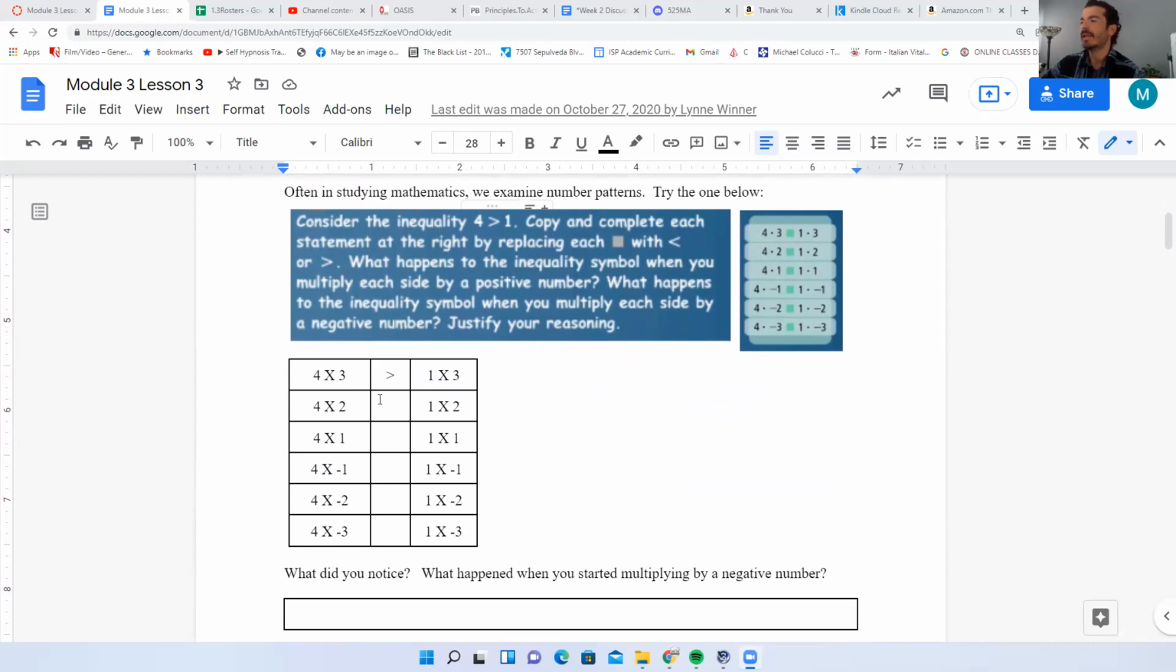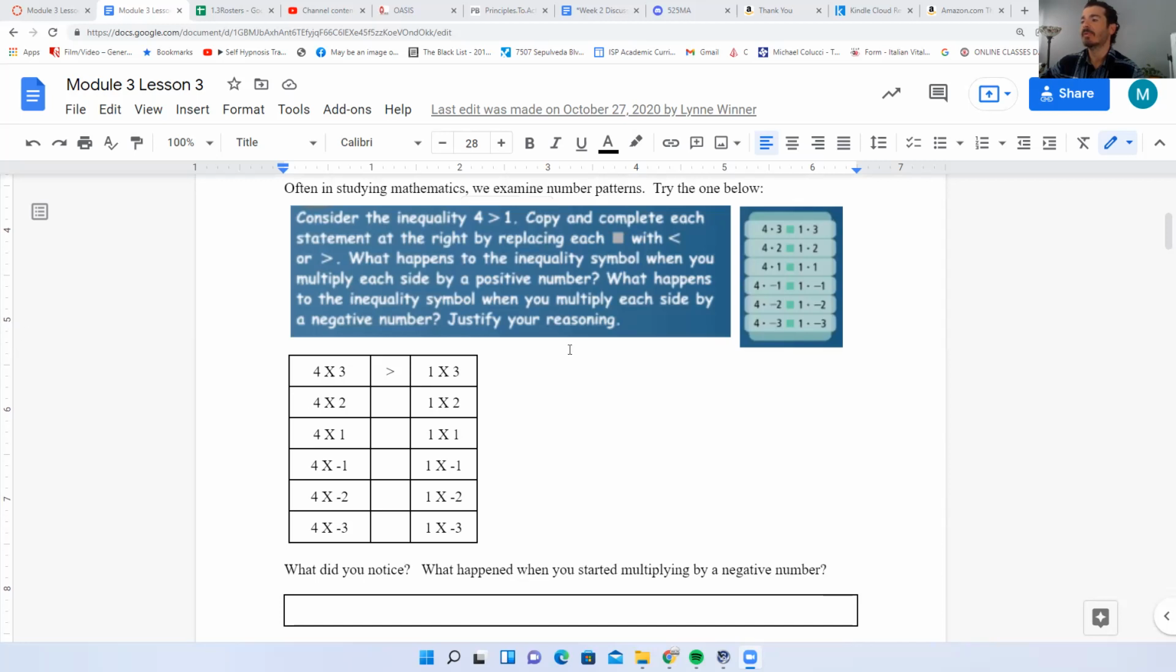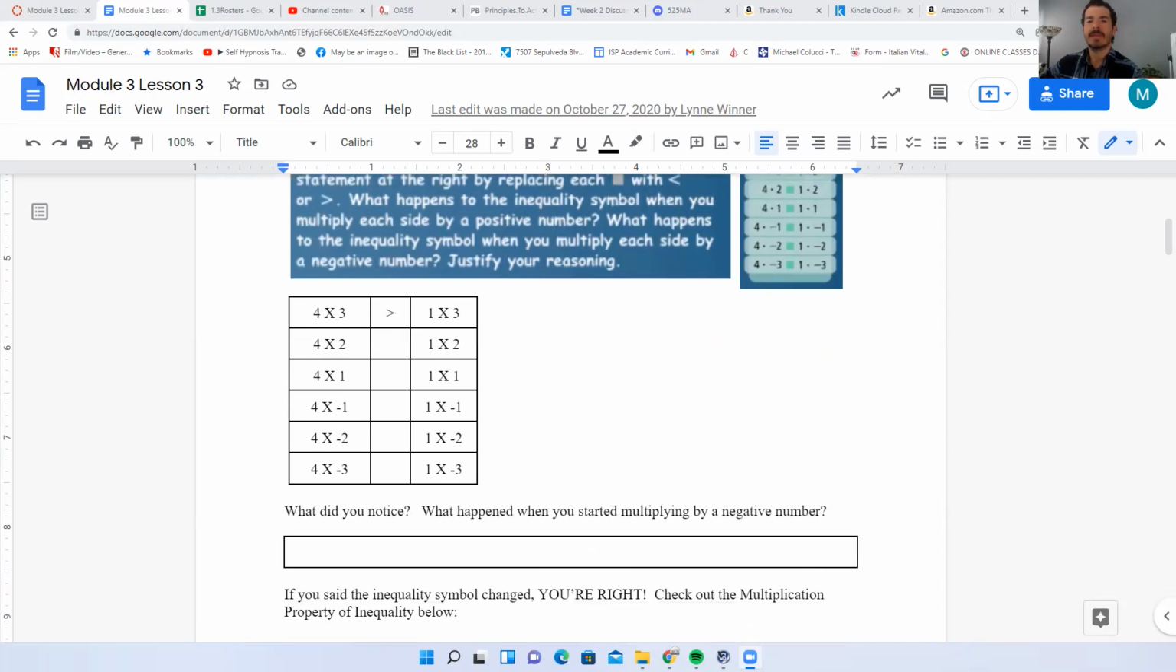Copy and complete each statement at the right by replacing each box with a less than or greater than sign. What happens to the inequality symbol when you multiply each side by a positive number? What happens to the inequality symbol when you multiply each side by a negative number? Justify your reasoning. Okay.